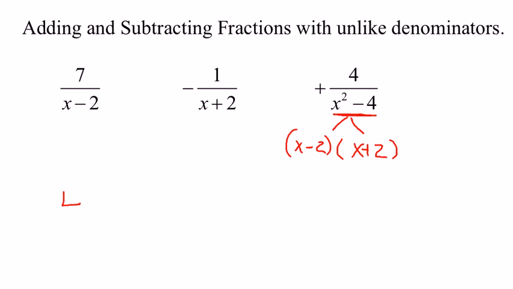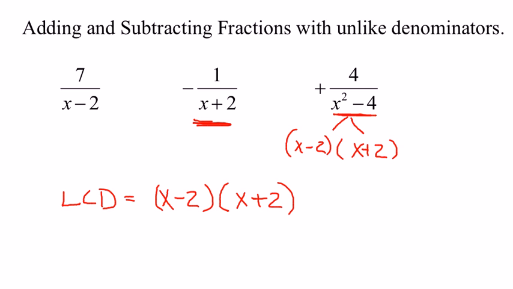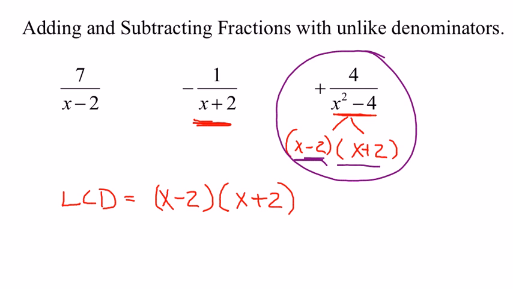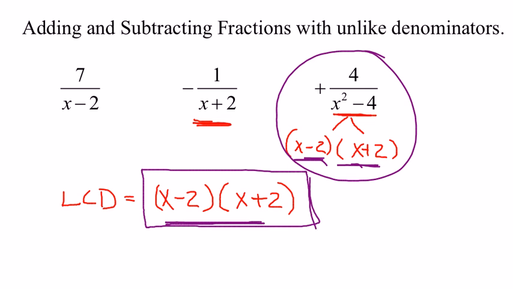So let's find our least common denominator. We look at the first one, and we place x minus 2 in the least common denominator. So we're done with the first one. Looking at the second one, we have this x plus 2. That's not in the least common denominator, so we have to place that there as well. And notice, once we get to this last one, the x minus 2 and the x plus 2 are already in the least common denominator. Therefore, we don't have to place extra ones in. So, our least common denominator happens to be x minus 2 times x plus 2.